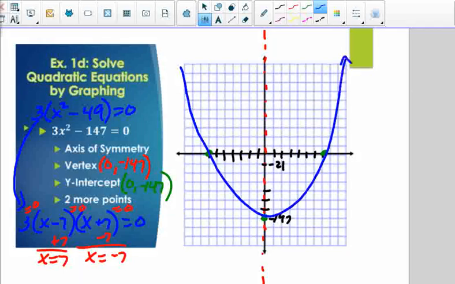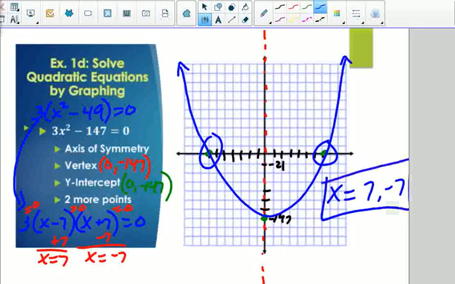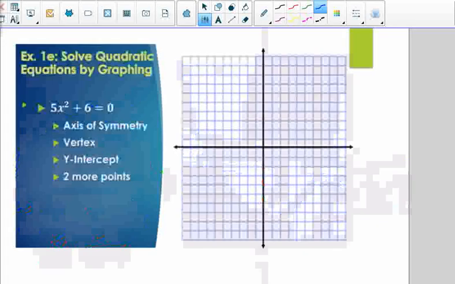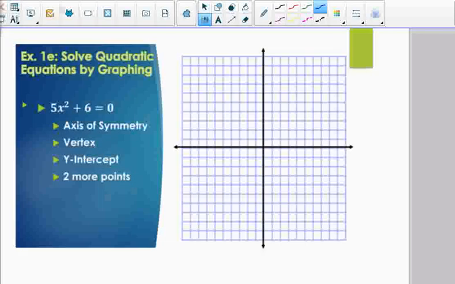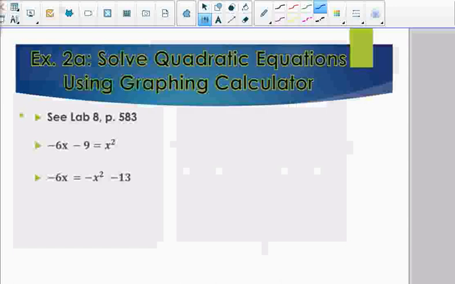You can see it crosses in 2 places, here and here. What are my 2 x terms? Positive 7 and a negative 7. Those would be my 2 solutions for that quadratic equation. Now there's a couple other problems you can do yourself for extra practice. You can always check Teams for the answers to those when you've done those.